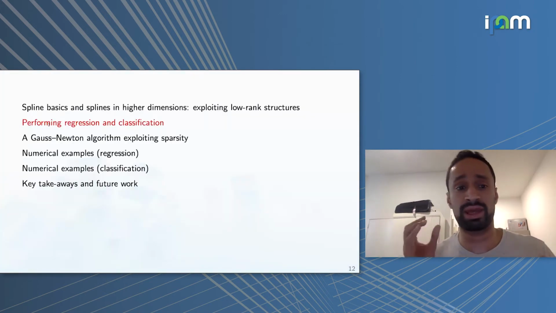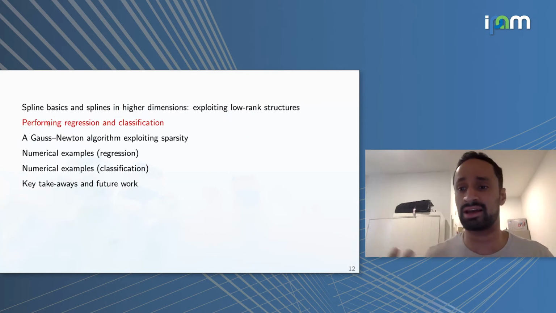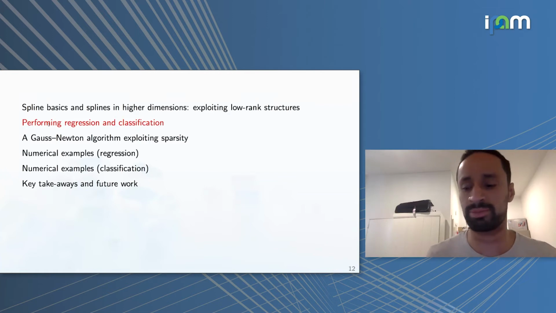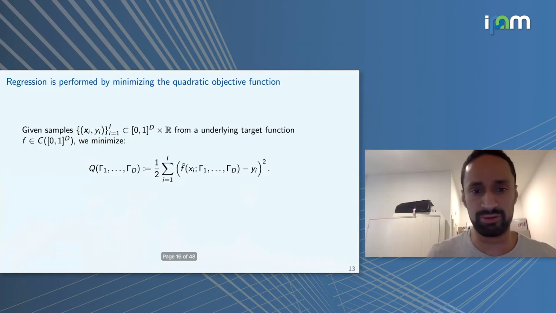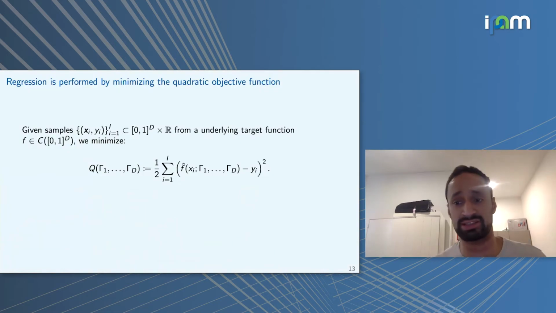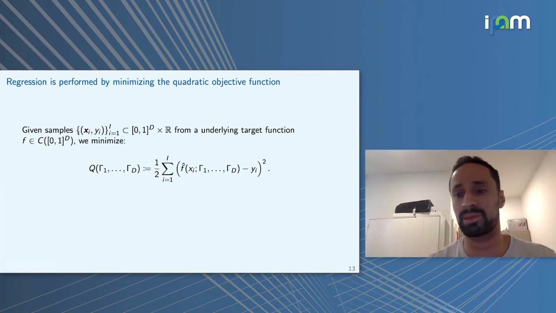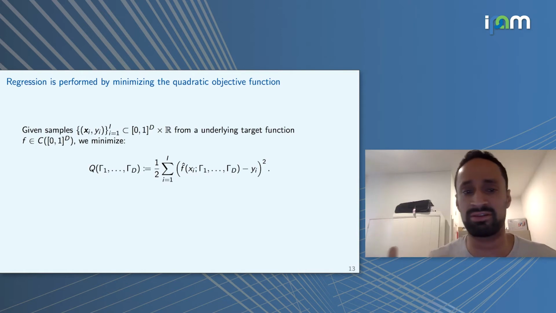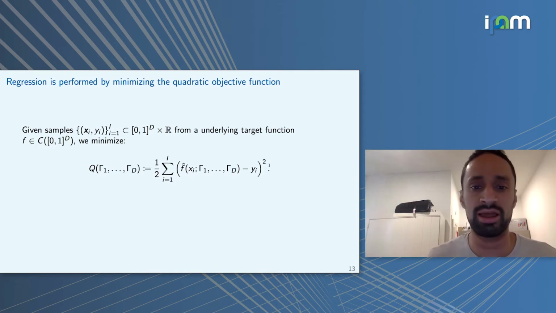Now, given this approximant f hat, we can do regression and classification by setting up appropriate objective functions and doing optimization over them to train the parameters. In the case of regression, at this point we're just using standard least squares. Given some samples of a target function f, we take the function value, subtract the actual value, square it, and sum over all the samples. So it's a quadratic objective function.